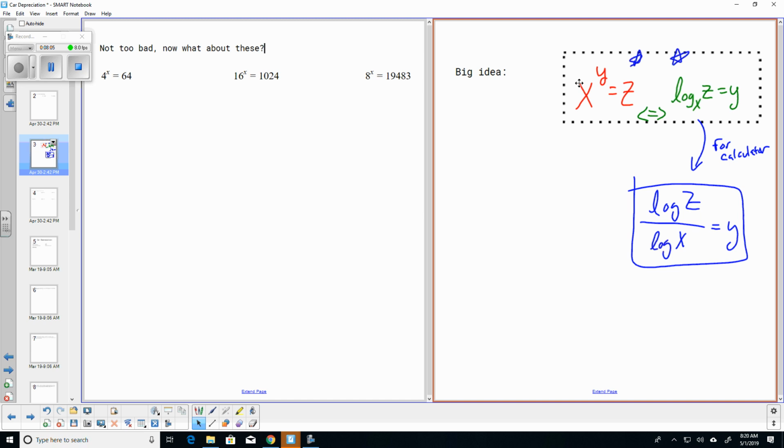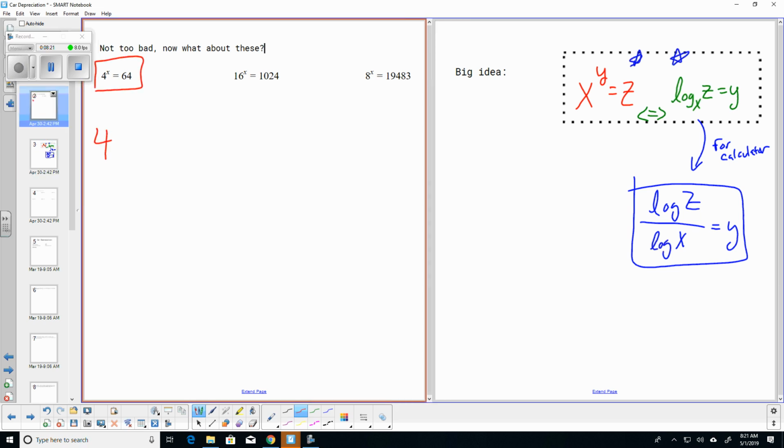Okay, so let's see if we can apply this. This is just recognizing places and structures. So let's take this problem right here: 4 raised to the x equals 64. Now, which one does that relate to? This red equation or this green equation? Which one does it look similar to? The red one. It's the same format as the red.